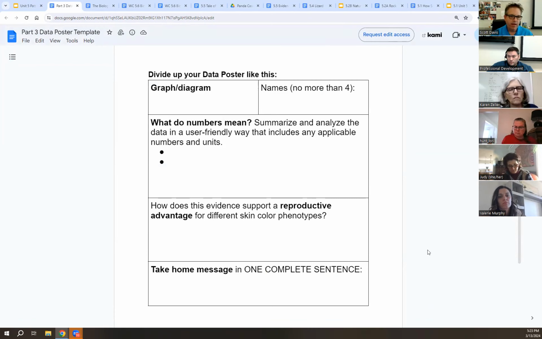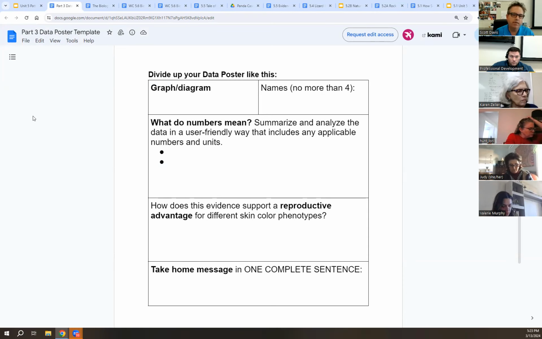And then the idea is that they're going to take this data and come up with a reproductive advantage for having a particular amount of melanin in your skin or different skin phenotypes. And what is the take-home message based just on that particular piece of data that they're getting from the graph? And then you have options.